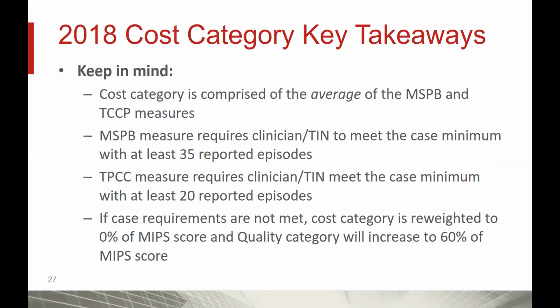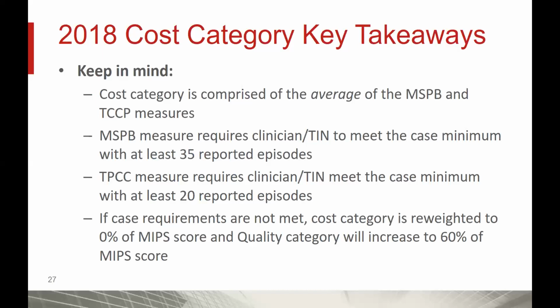If case requirements are not met, the cost category is reweighted to 0% of your MIPS score, and that quality category score will increase to 60% of your overall total MIPS score. So very important to keep in mind, as I mentioned earlier, focus on quality as well. There's not much you can do in terms of trying to contain your costs.